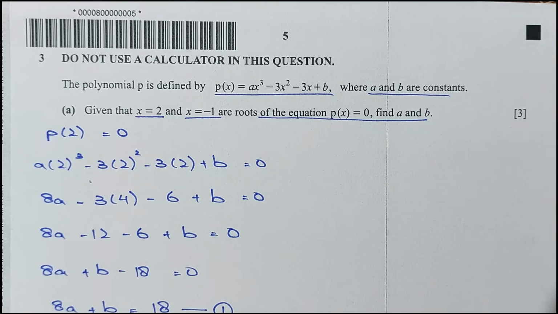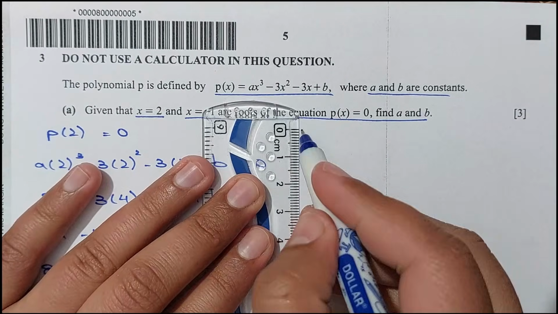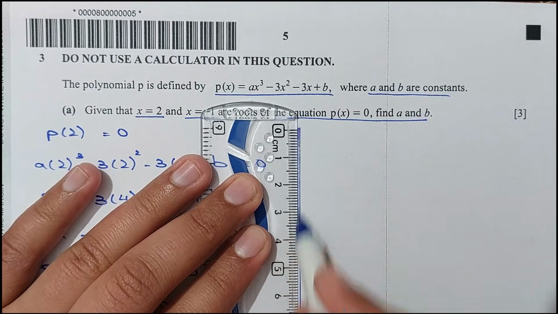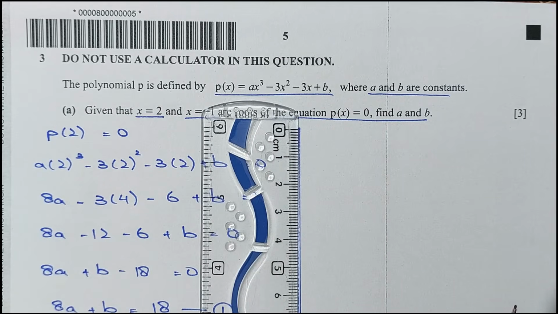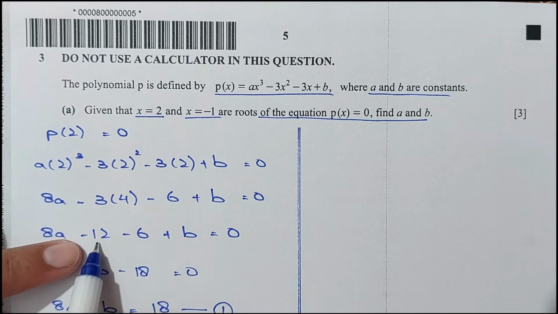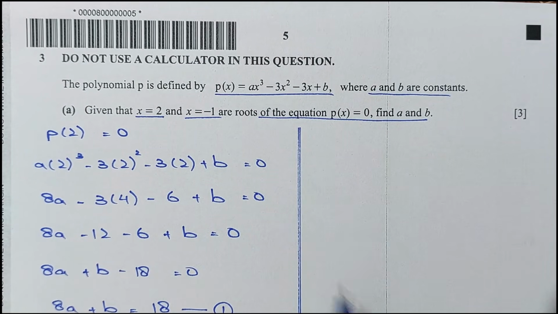Now let me do the second part. When we have the second root, sorry, calculator is not allowed again, but I was just using it to show you, okay? I'm sorry for that. Negative 12 and negative 6 is negative 18, right?